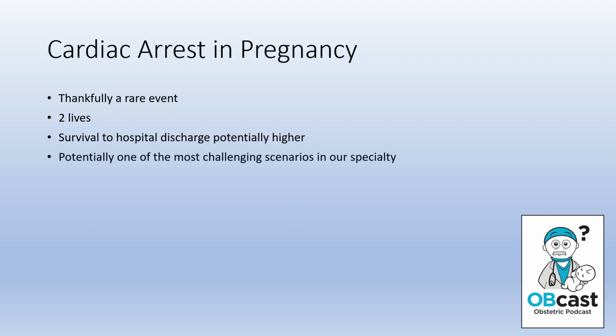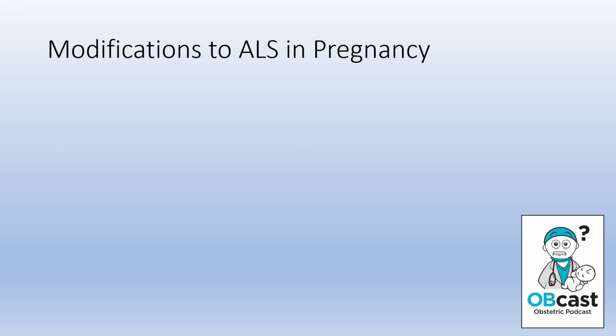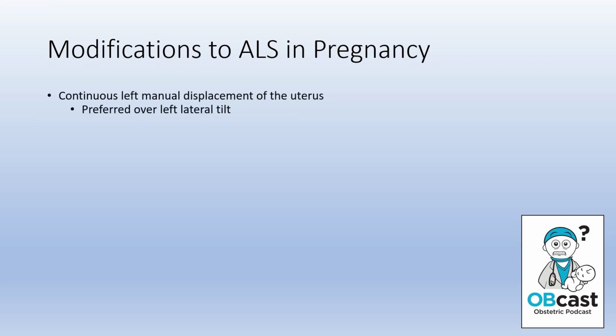I think it's fair to say it's probably one of the most challenging scenarios in our specialty, and we'll talk later about how to best prepare yourself and your department for the rare situation of this occurring. We'll briefly talk about the modifications to advanced life support in pregnancy, and there's only two. First, there's to be continuous left manual displacement of the uterus, which is preferred over left lateral tilt. This is performed by having an assistant pull the uterus from the right-hand side up and off the inferior vena cava. The next modification is to commence a resuscitative hysterotomy by 4 minutes post-arrest.